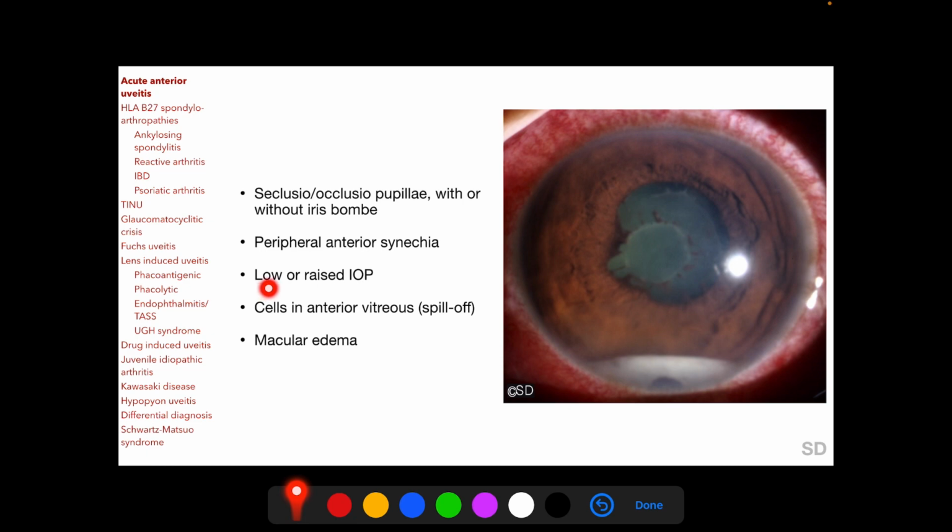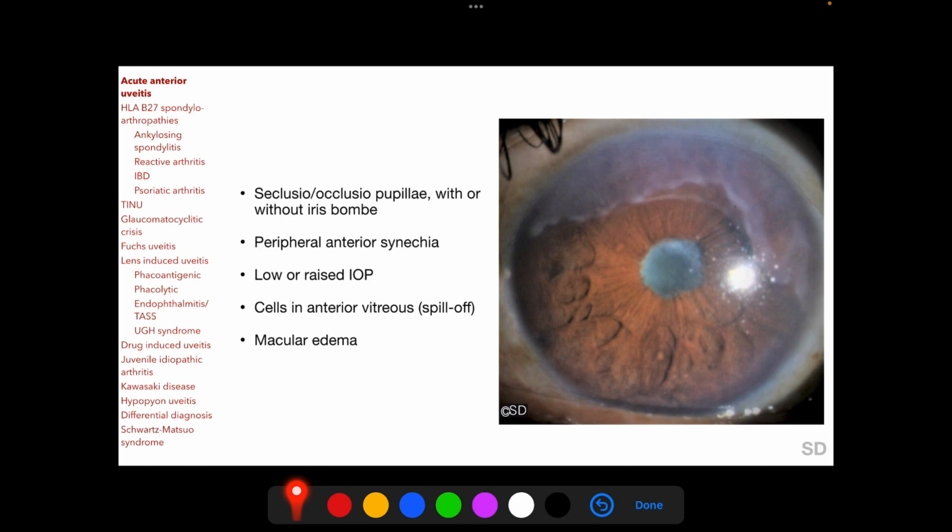The IOP may be low because of cyclitis or may be raised because of blockage of the trabecular meshwork by inflammatory cells, by trabeculitis or by peripheral anterior synechiae. We may find cells in the anterior vitreous, but these are much fewer than the cells in the anterior chamber, and are supposed to have spilled over from the anterior chamber in anterior uveitis. Macular edema may occur in anterior uveitis. Here we find peripheral anterior synechiae occurring from seclusio pupillae, and in this portion the iris appears to bulge forward.